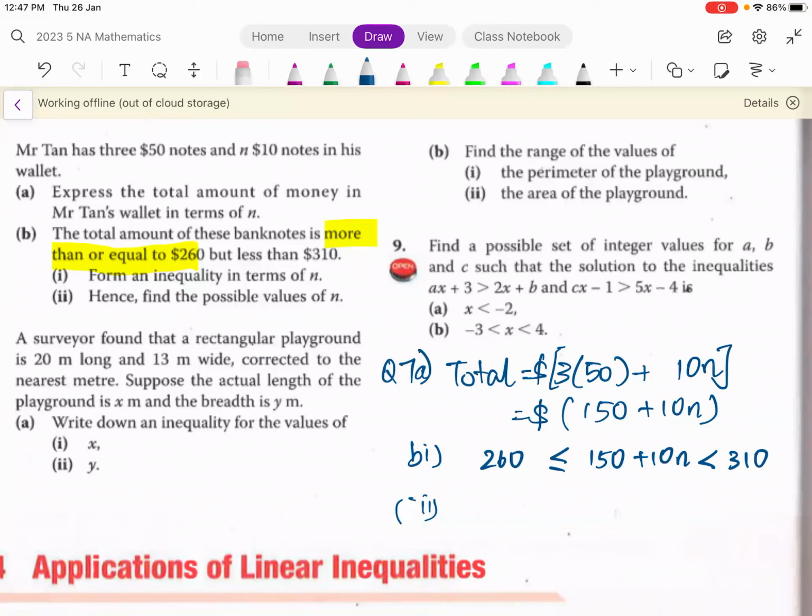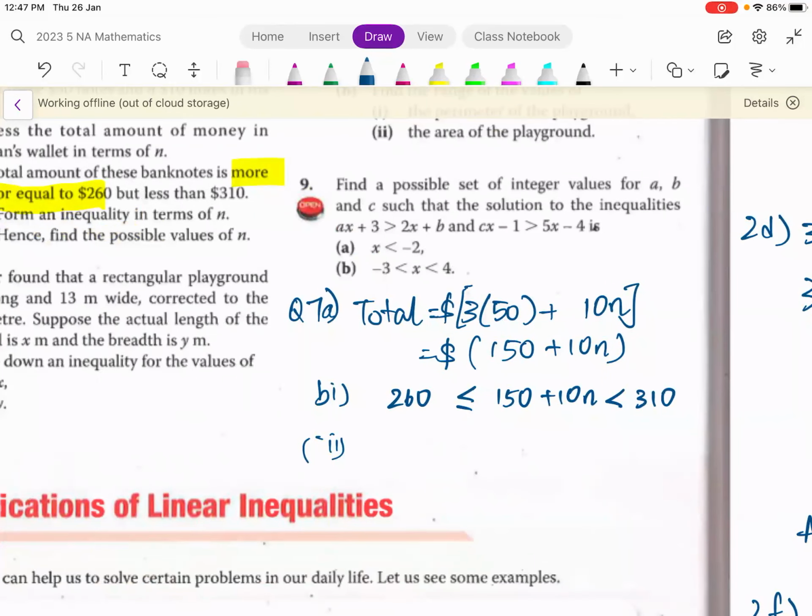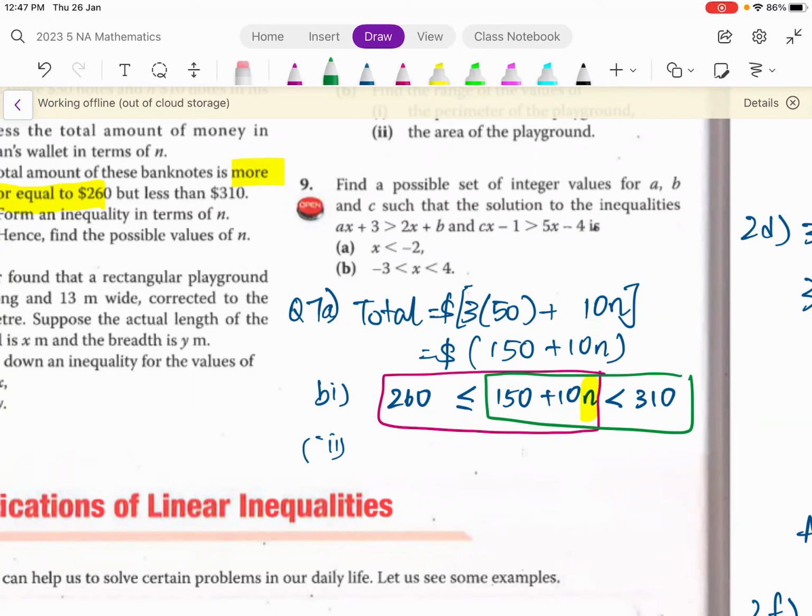And then in part 2, hence find the possible values of N. Now you try the method that I just taught you, where N appears only one time in the center. Instead of solving them separately, you do the same thing on the other side. I want you to try all 3 parts. You do the same thing. So first, you minus 150 for everything. Try it now.